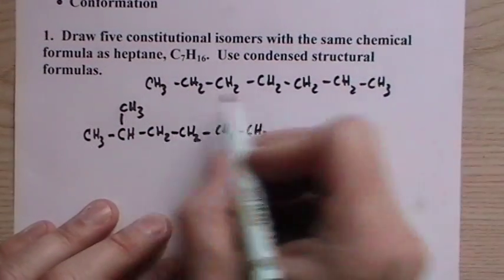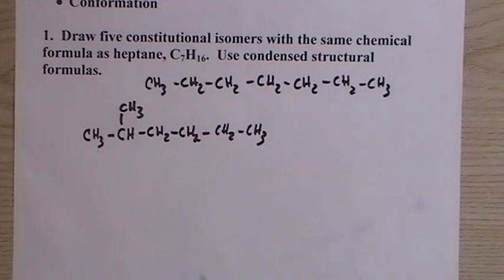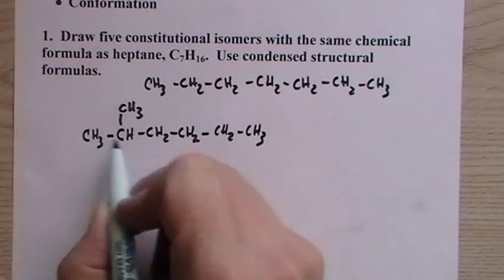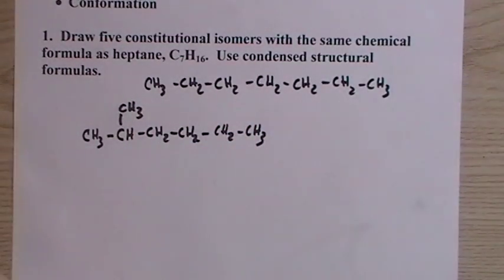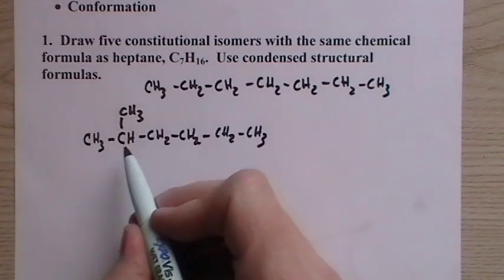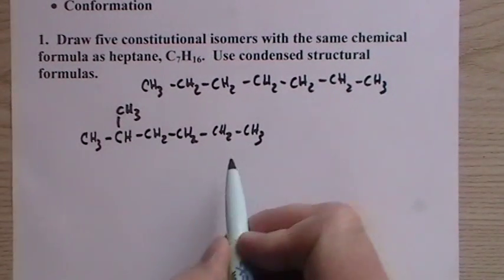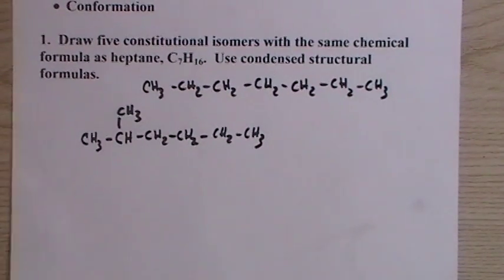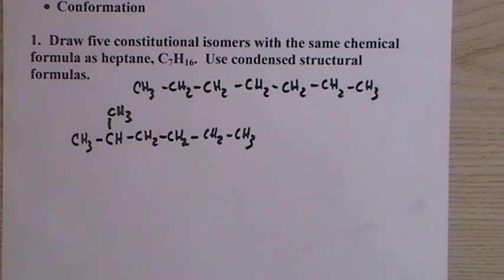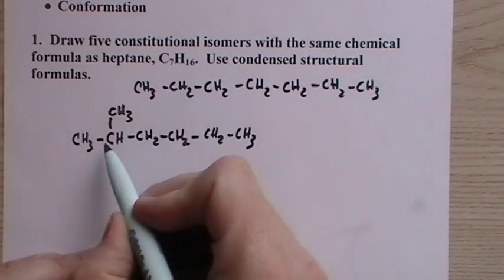This has no branches, it's a straight chain. This has a methyl group that branches off from the straight chain of 6 carbons. Notice this carbon, all the carbons have 4 bonds to it. The bond is either shown or you can tell that it exists because of the hydrogen.